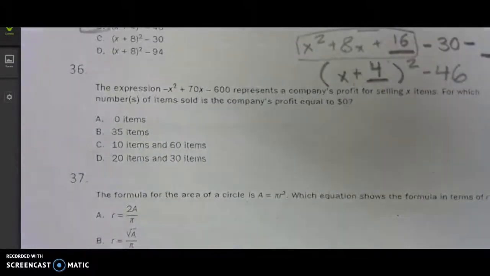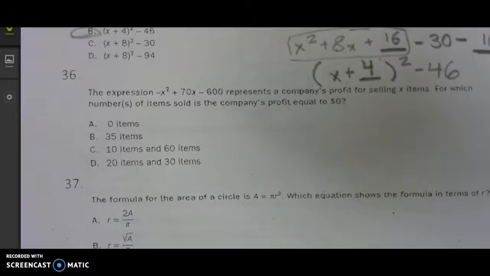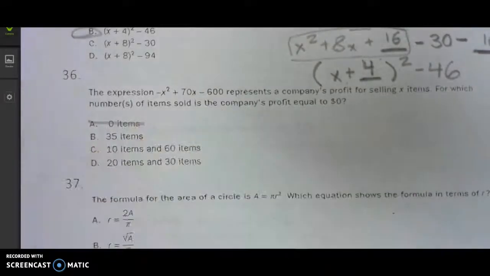36. The expression negative x squared plus 70x minus 600 represents the company's profit for selling x items. Which numbers of items sold is the company's profit equal to $0? So the reason that A is there is because that's what we assume that they're going to get. But remember, you have to pay money before you can actually start making things. So if we have 0 items, we're actually going to be in the negative amount of money.